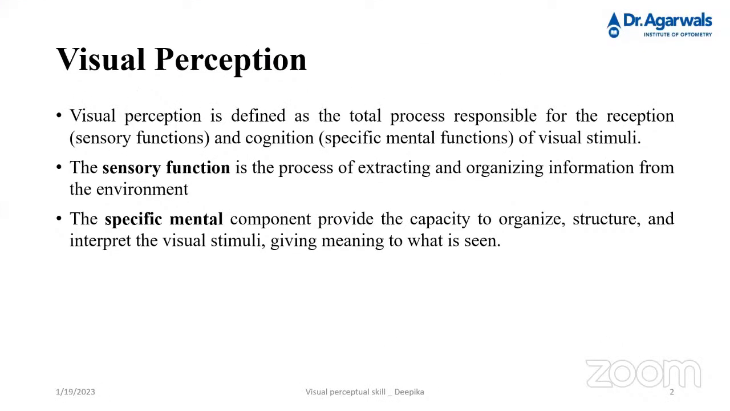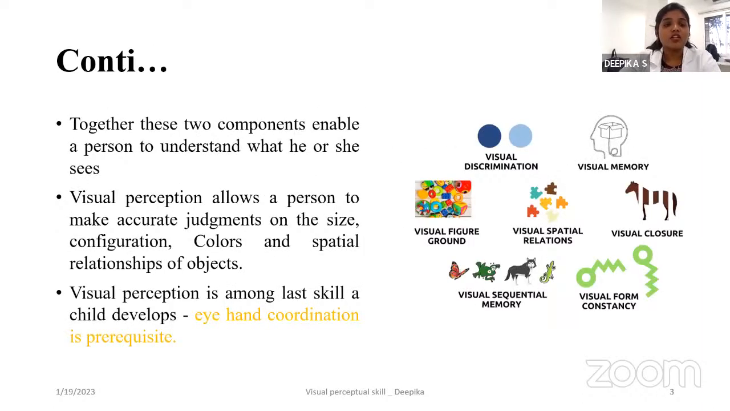Okay, we are going to start with visual perception. Visual perception is defined as the total process responsible for the reception and cognition of visual stimuli. There are two functions: the sensory function and the specific mental function. The sensory function is the process of extracting and organizing information from the environment. The specific mental component provides the capacity to organize, structure, and interpret the visual stimuli, giving meaning to what is seen. Together, these two components enable a person to understand what he or she sees.